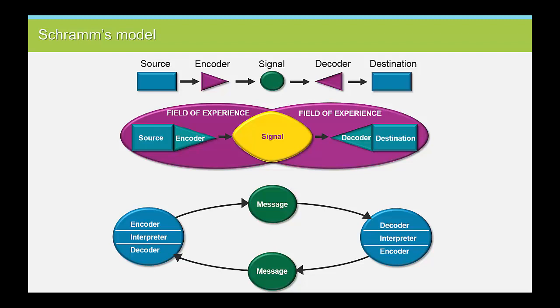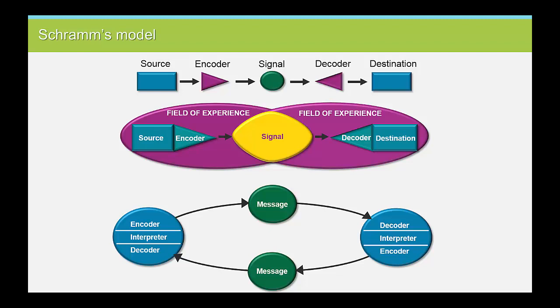Ch7Com's original model, seen at the very top of the slide, moves in a linear fashion from source to destination. The idea is that a source creates a message, encodes it by putting it in a tangible format, sends it through a channel, and the receiver decodes the message.